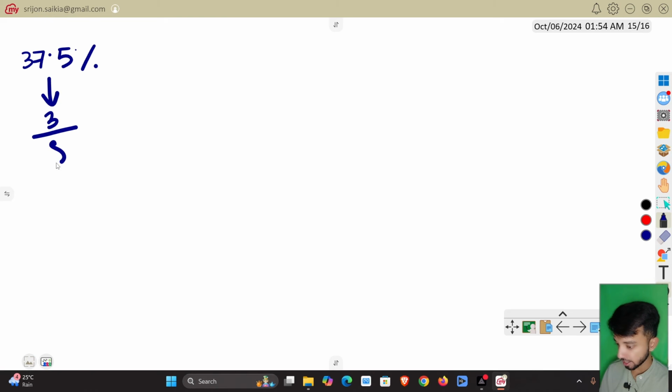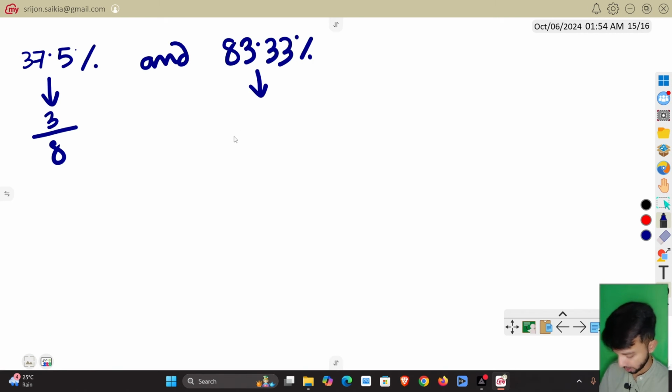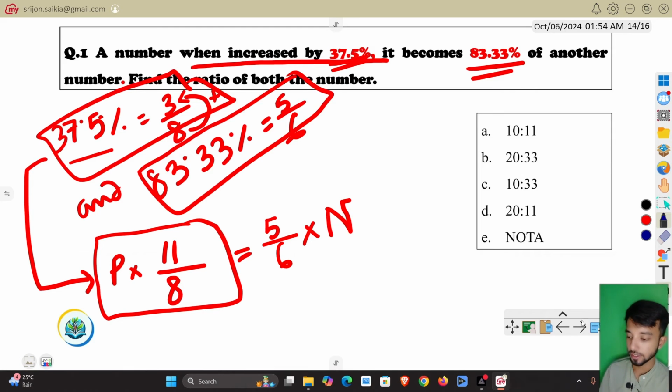Okay, what we found in the beginning, we found the value of both. That is 37.5%, which is 3/8, and the value of 83.33%. We found the value to be 5/6, right? Just clear to you, right? We found the value of 37.5% to be 3/8 and 83.33% to be 5/6.